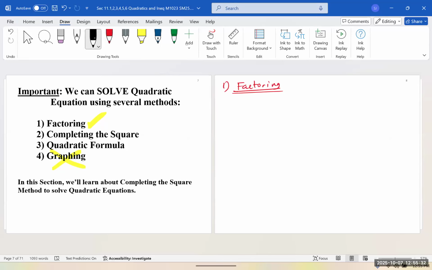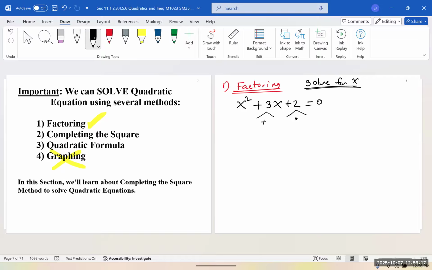Let's say we have x squared plus 3x plus 2 equals 0, and it says solve for x. Here we can use factoring because this is factorable. This is direct factoring, which means you're looking for two numbers that multiply to 2 and add to 3. When you add, you get 3, and when you multiply, you get 2.